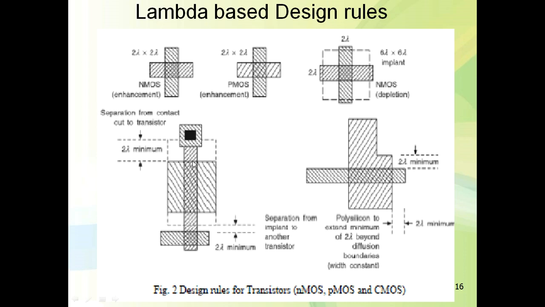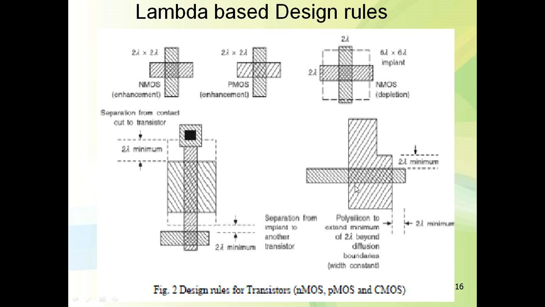Okay, so the implant here is shown by the dotted lines, and this implant is extended over 2 lambda. So here it is 2 lambda, here it is 2 lambda, on this side minimum 2 lambda, here it is 2 lambda. Okay, minimum separation or minimum distance between implant to another transistor, this is another transistor that is formed, and this distance between implant to transistor is 2 lambda.